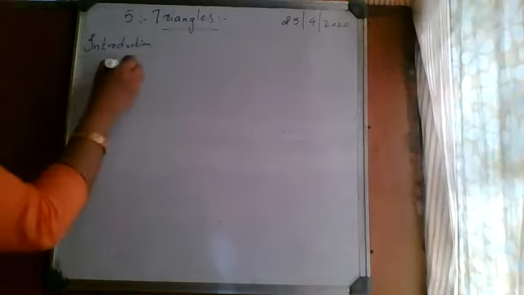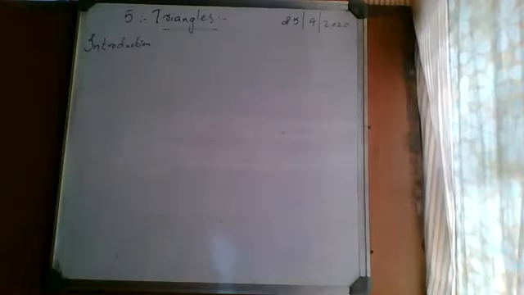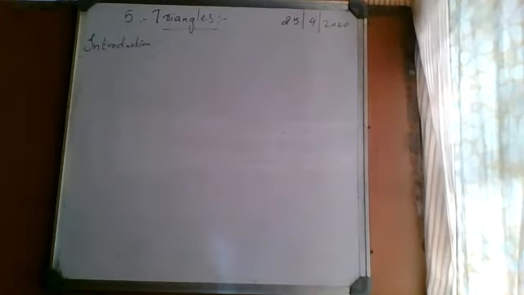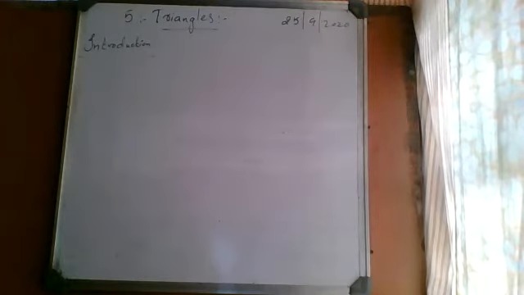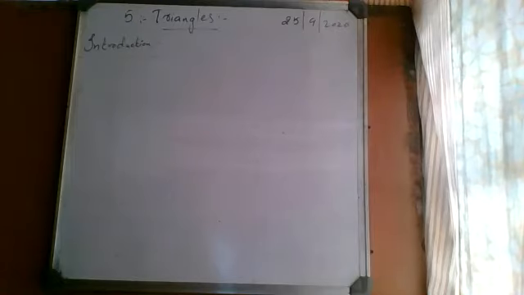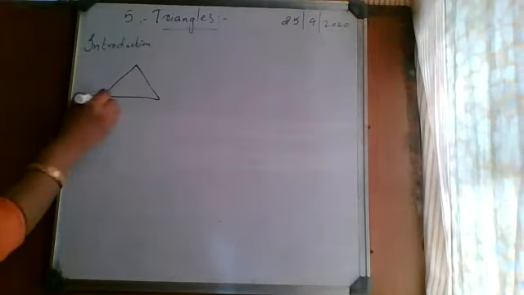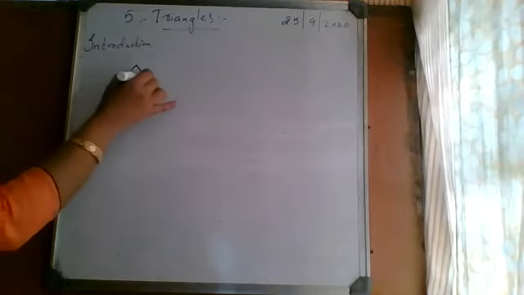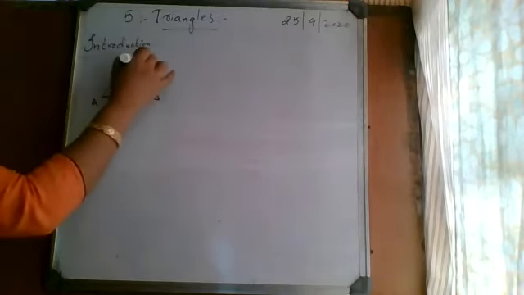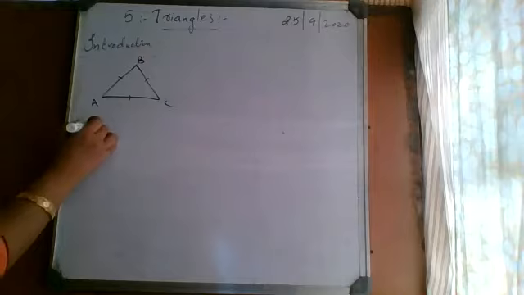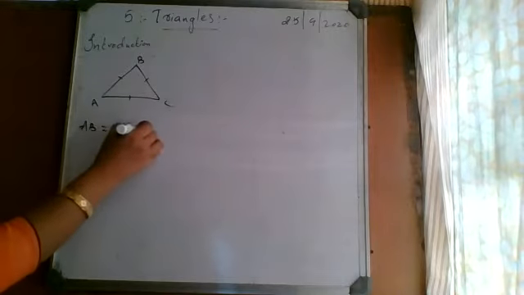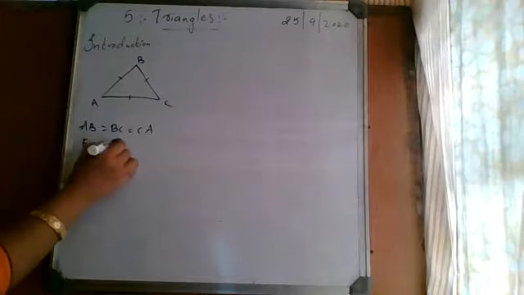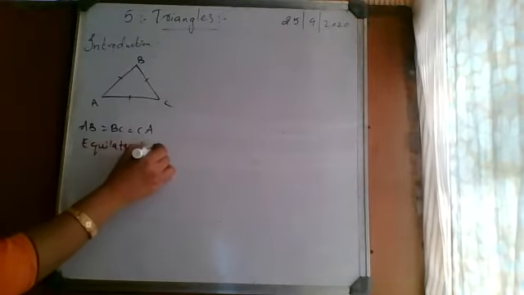If all sides are equal, then it is called a right angle triangle. Okay. If all sides are equal, dear students, all the three sides A, B, C, AB is equal to BC is equal to CA, then it is called an equilateral triangle. What is it called? Equilateral triangle.